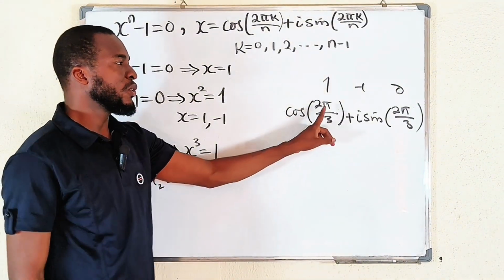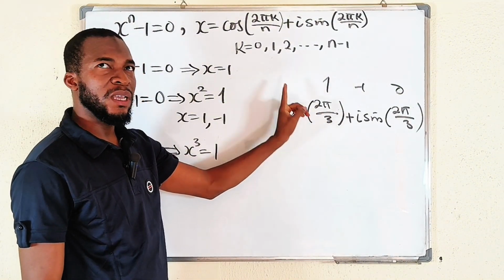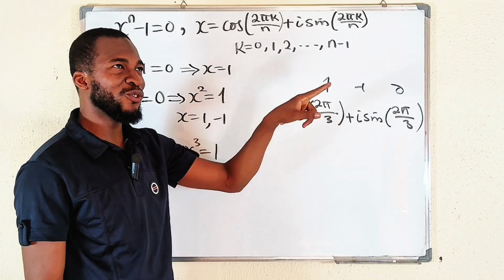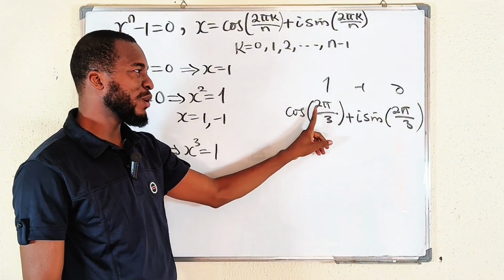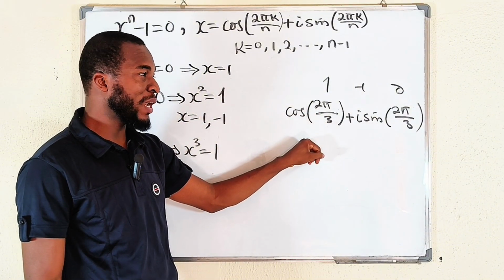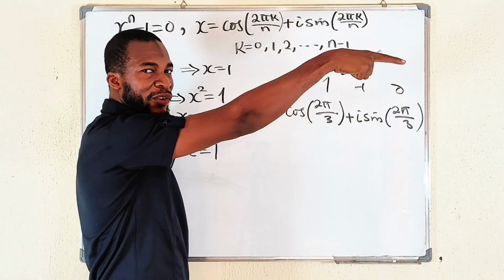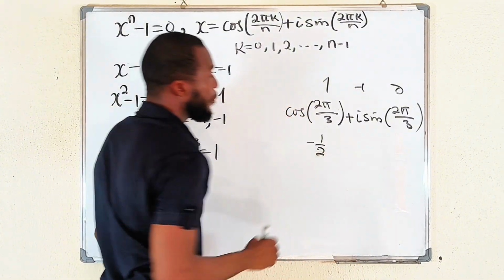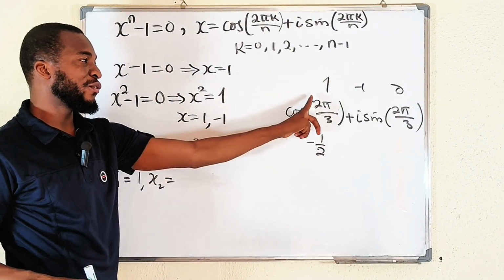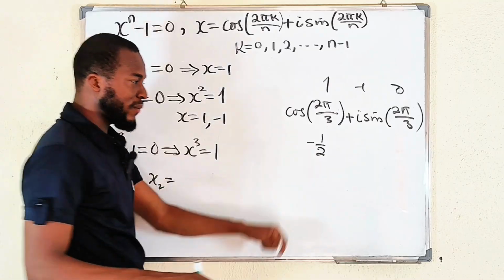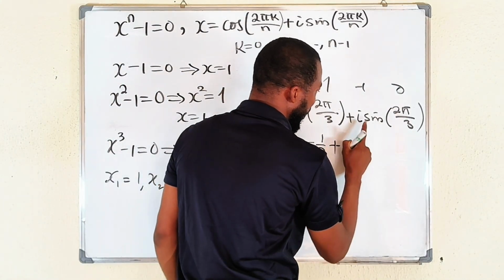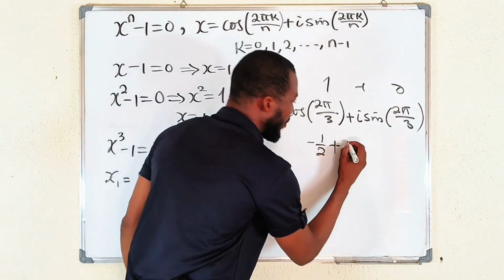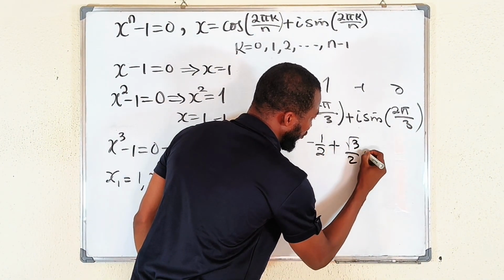All right. 2 pi divided by 3, that is in the second quadrant, right? Because in the first quadrant, we have pi over 3, and cosine of pi over 3 is 1 over 2. In the second quadrant, where we have 2 pi over 3, it will be negative 1 over 2. You can use your calculator to confirm. Cosine of 2 pi over 3 will be negative 1 over 2. Plus i is there, multiplying this. This is going to be positive root 3 divided by 2, you attach i.